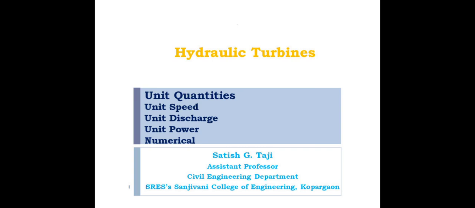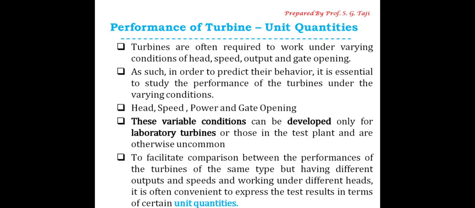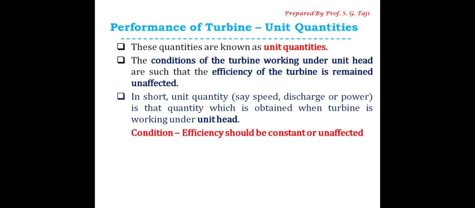In a similar way, unit quantities are used in order to understand or compare the performance characteristics of 2 or 3 different turbines of the same type. That is important. Same type, but 2 to 3 turbines working together at different parameters or under different conditions, for example different heads. In order to compare them, we want unit quantities, right? So we will see unit quantities.